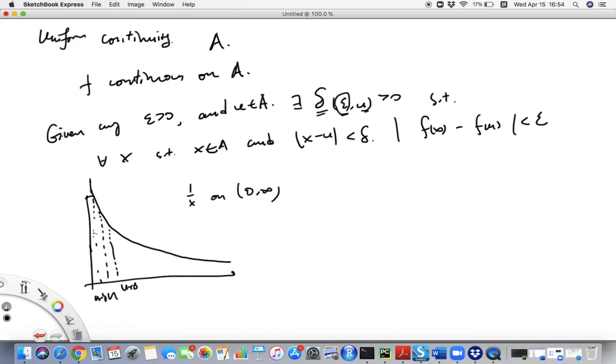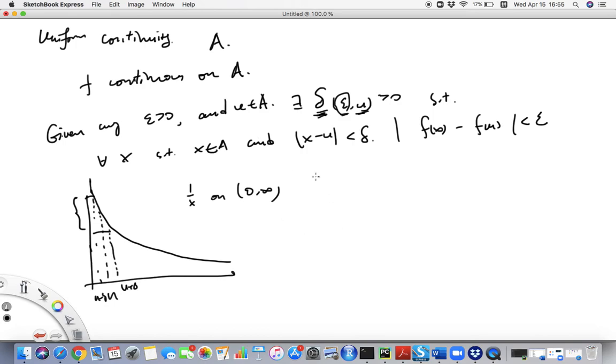The function value can change a lot. Okay? So you can imagine if this u is very small, then this delta has to be extra small. So for uniform continuity, you can find a delta that does not depend on u. If you give an epsilon, and I have a delta that works for every u, then the function is uniformly continuous.